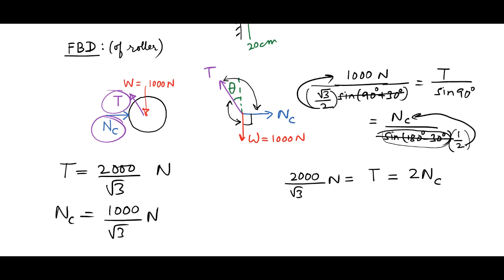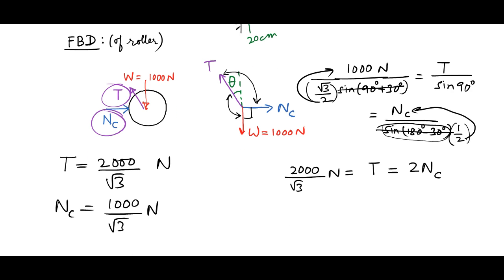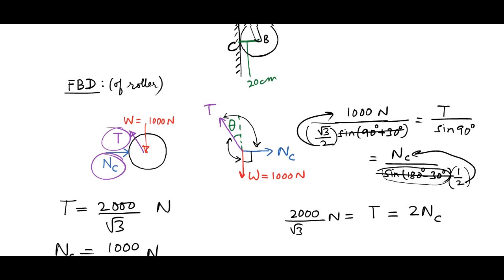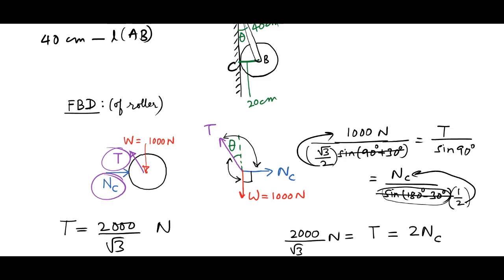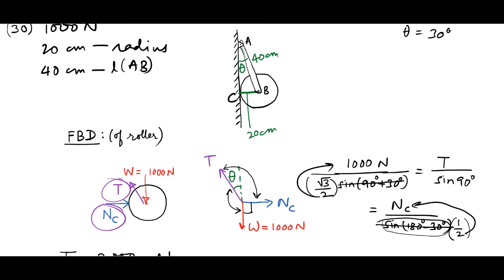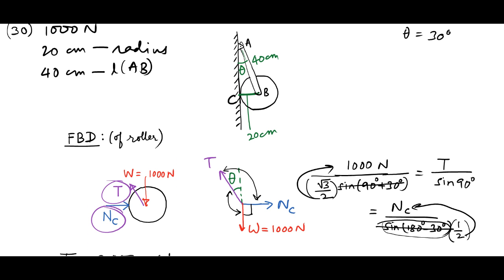So if you go to the diagram, the NC which you have calculated as 1000 upon root 3 newtons, that is this particular force. It's nothing but the push, the normal push exerted by the smooth wall on the roller. It's the normal reaction, and that's one of the forces that we wanted to find.